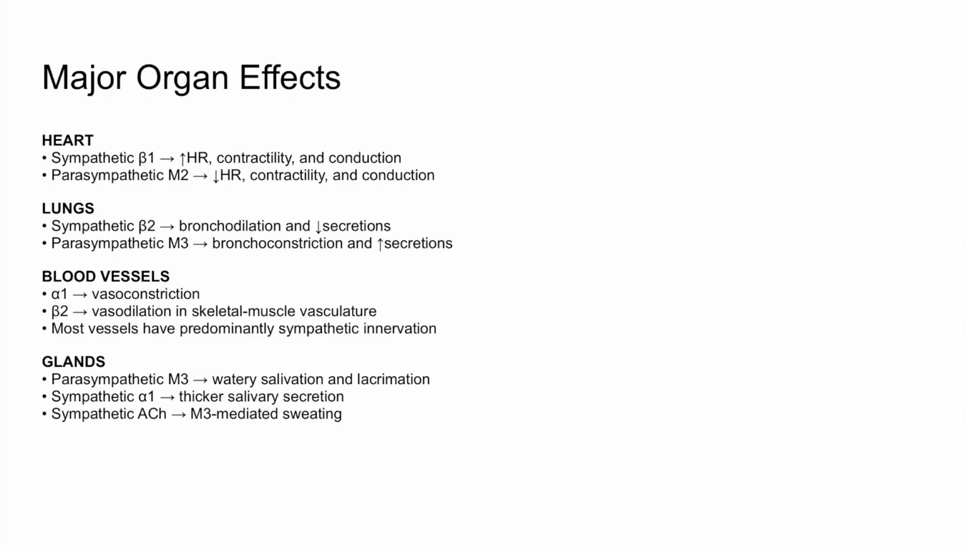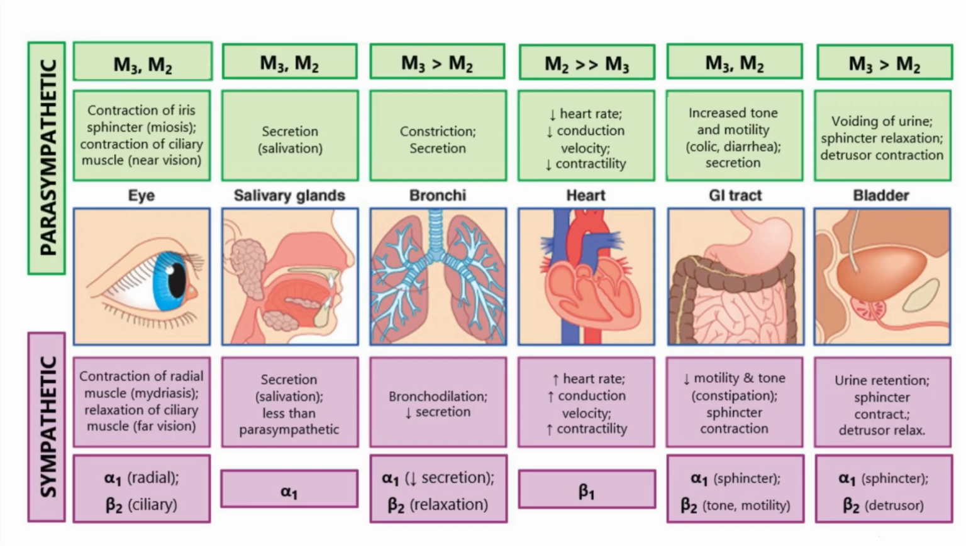Glandular responses depend on both the division and receptor. Parasympathetic M3 stimulation produces abundant watery saliva and tears, whereas sympathetic alpha 1 stimulation produces a smaller, thicker salivary secretion. Sweat glands are a more memorable exception here because sympathetic nerves release acetylcholine, which again activates those M3 receptors to cause sweating. All right, so this diagram summarizes the coordinated effects of the two autonomic divisions. Again, it's just more of a visual for you to organize your thoughts, if you needed something to look at.